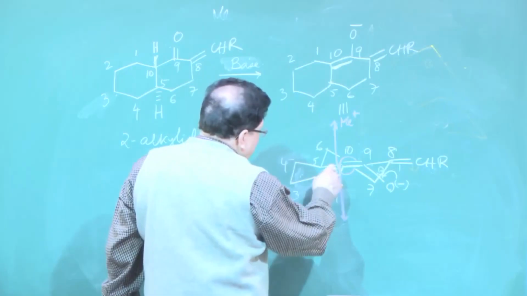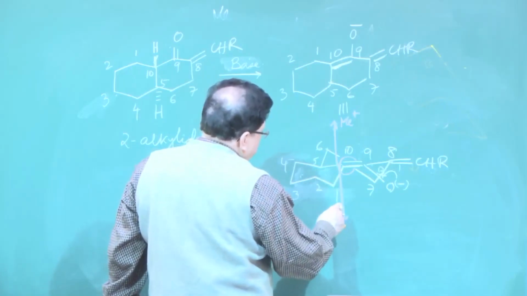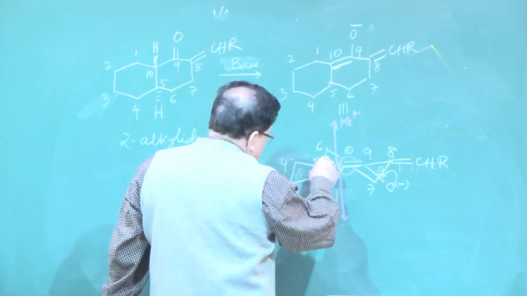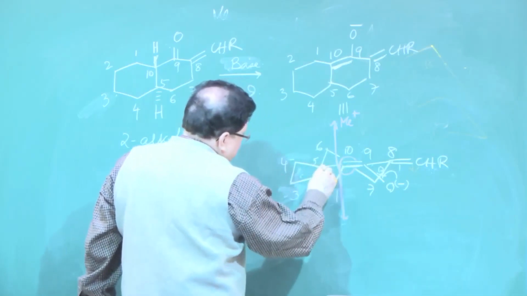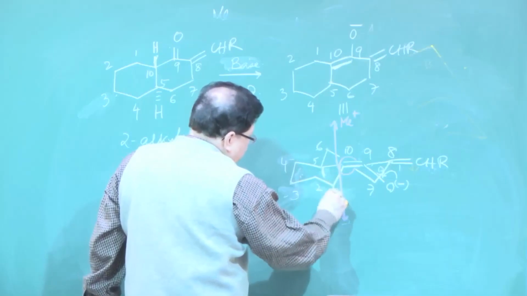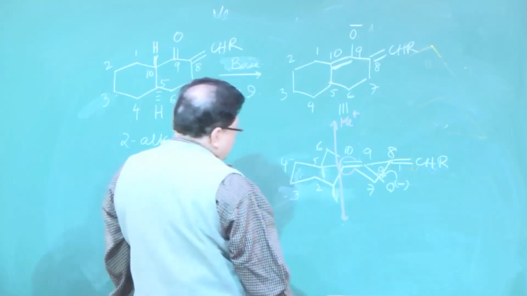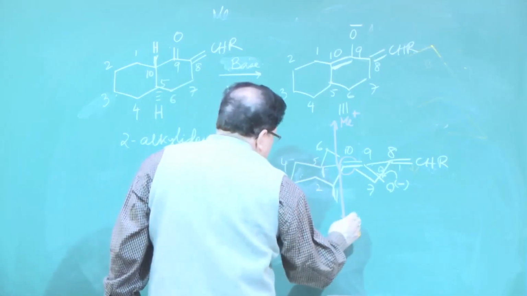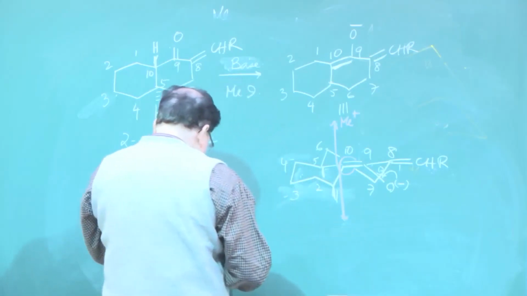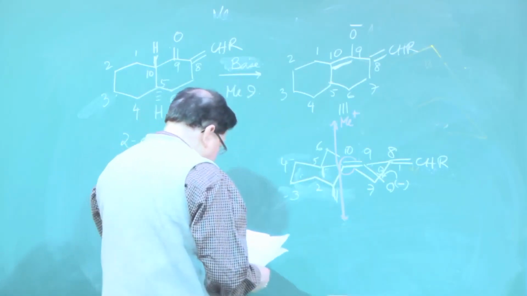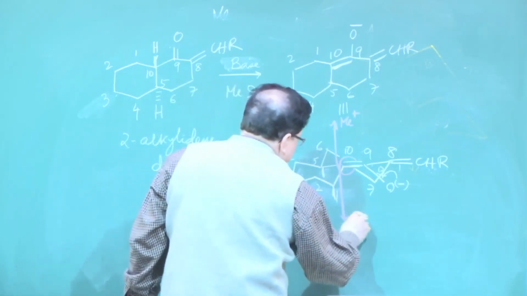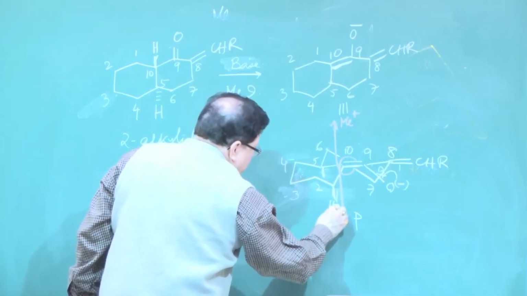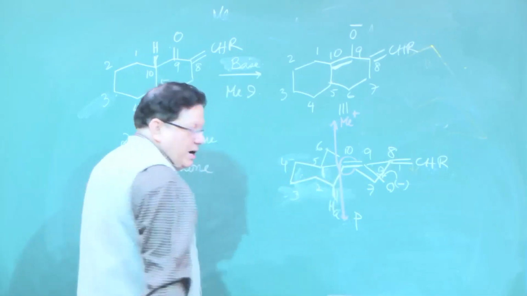So, you see, you have to come to the next carbon. The next carbon is, you see, these are the axial hydrogens. So, this is the parallel attack, okay, because this is the axial hydrogen. This is the axial hydrogen.